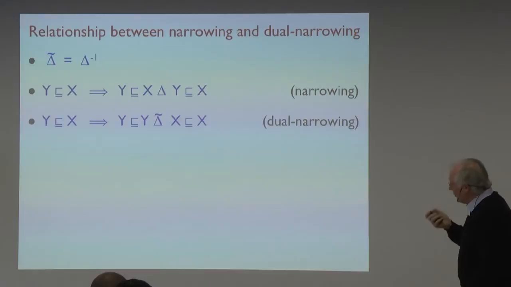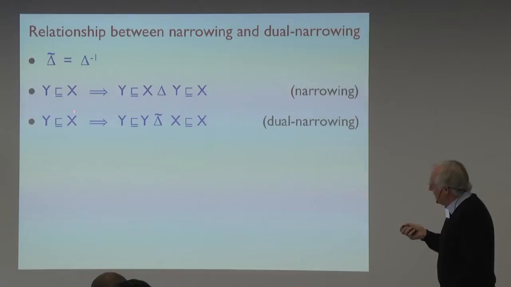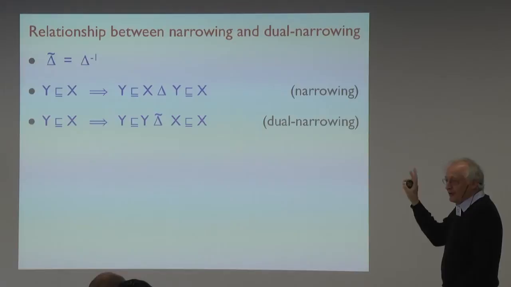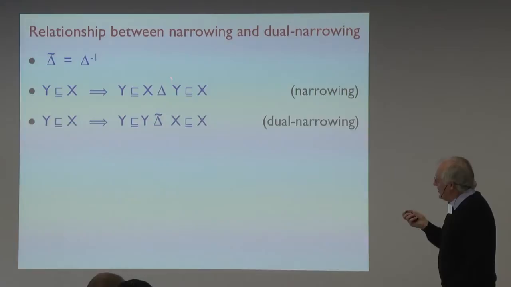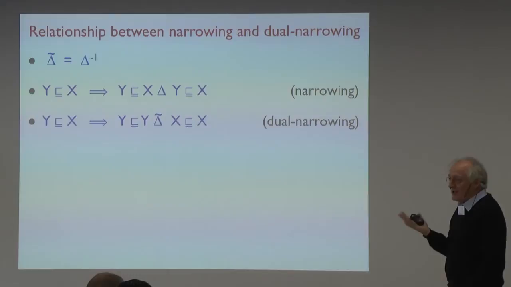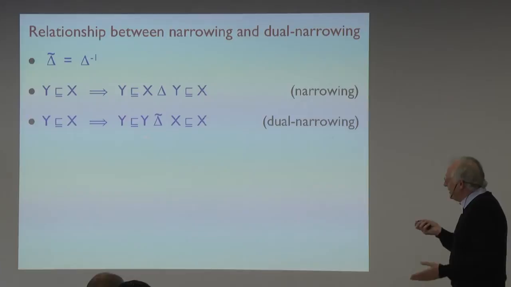With the dual narrowing, you say, this is my objective, I want to improve this, that is my next iterate, and I pick something in between. And when you write it this way, you see that you just invert the two parameters. So if you know a narrowing, you will know a dual narrowing just by inverting. The problem is that the narrowing might be nice, but inverted it might not be so nice. That is, it might not be adapted to what you want to do. But formally, it is this relation.